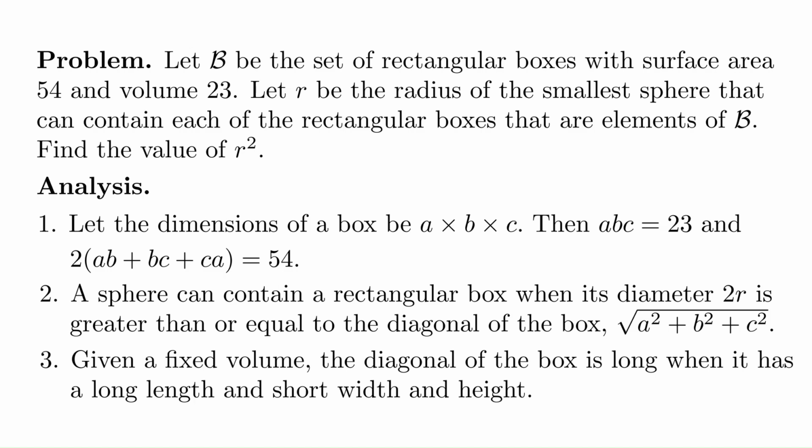Given a fixed volume, the diagonal of the box is long when it has a long length and a relatively shorter width and height. However, there's another restriction on surface area, and the length of the box cannot be arbitrarily long. There must be a range for it. This is the intuition behind the problem.